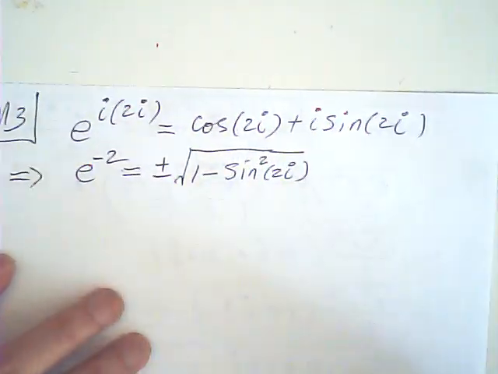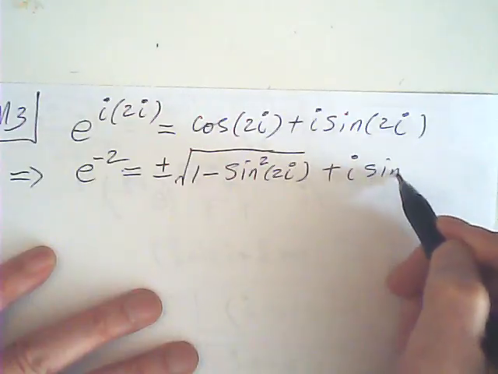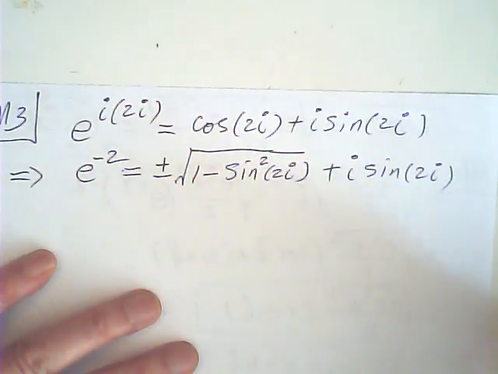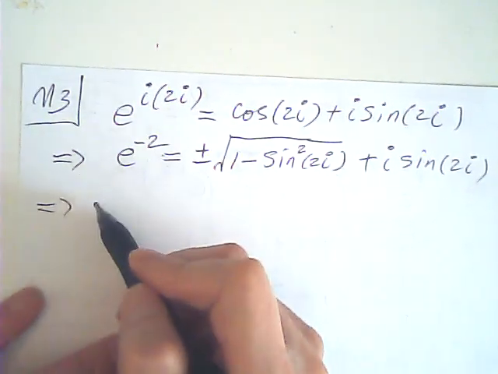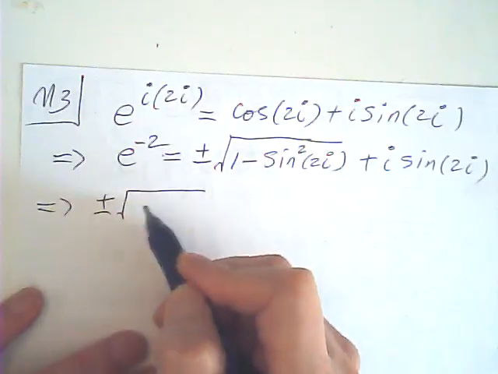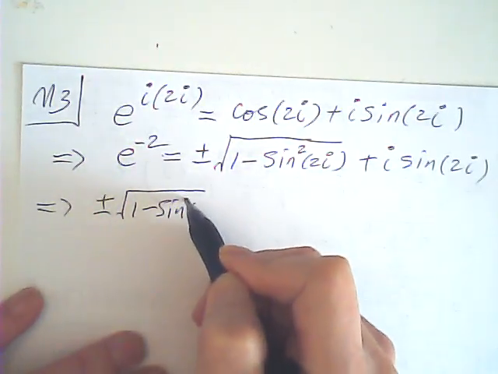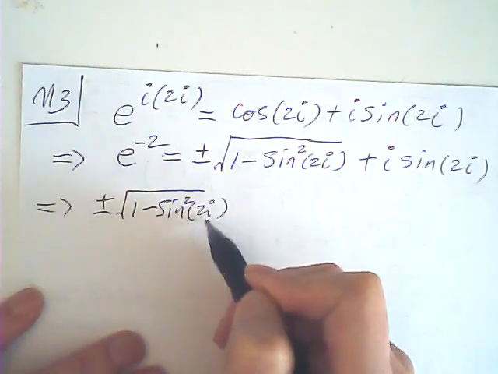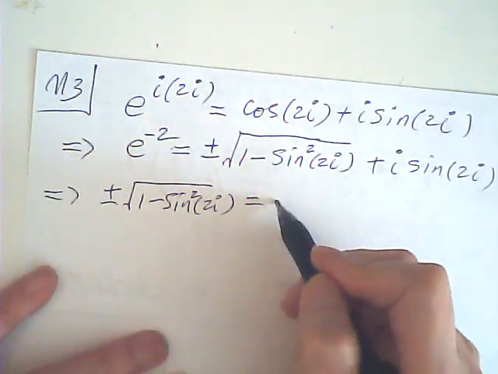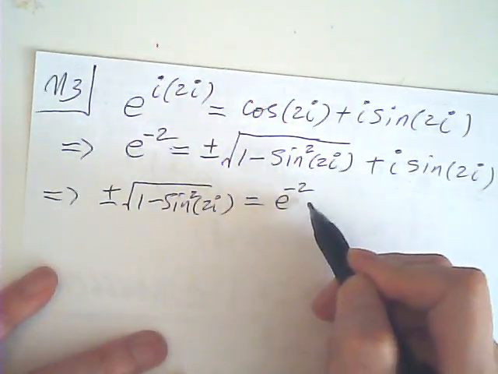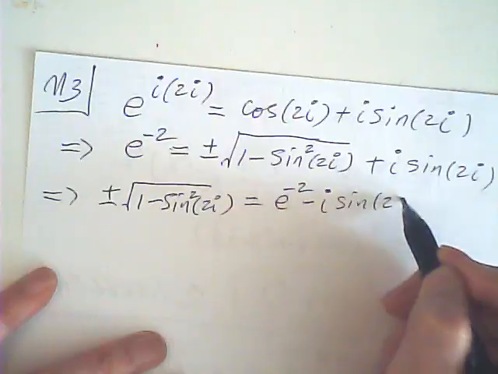That is cosine plus i sine 2i. Then this means plus or minus the square root 1 minus sine squared 2i is equal to e to the negative 2 minus i sine 2i.